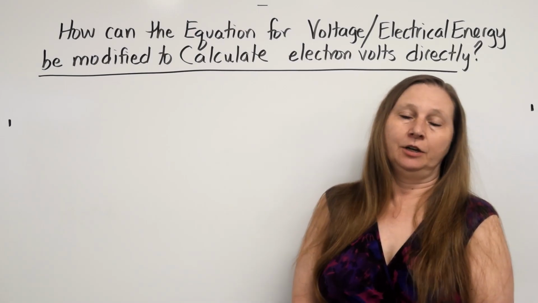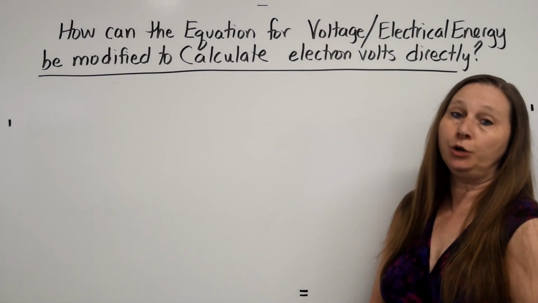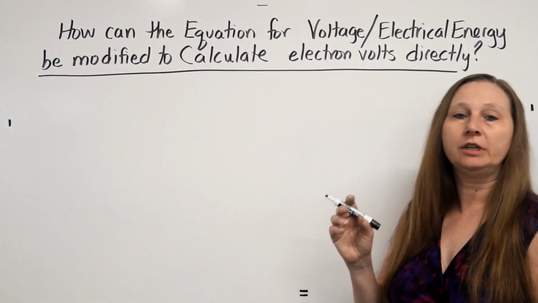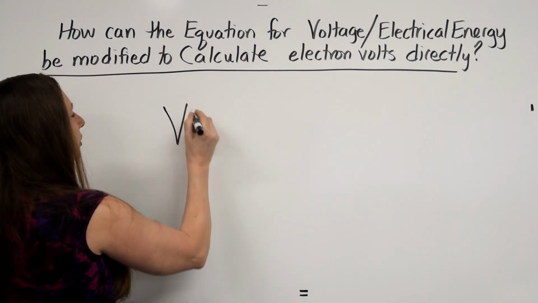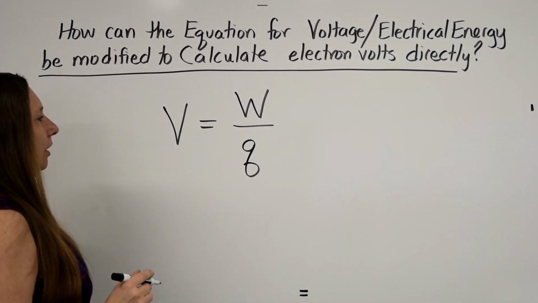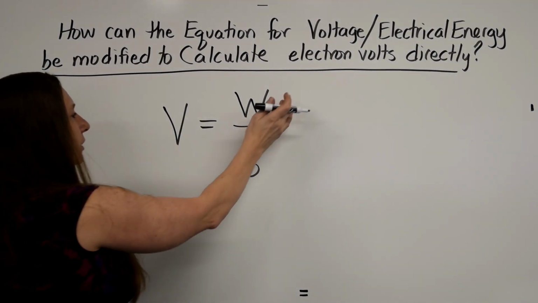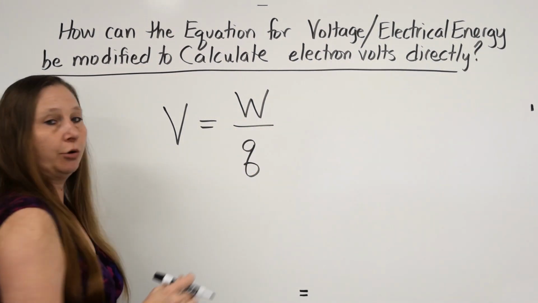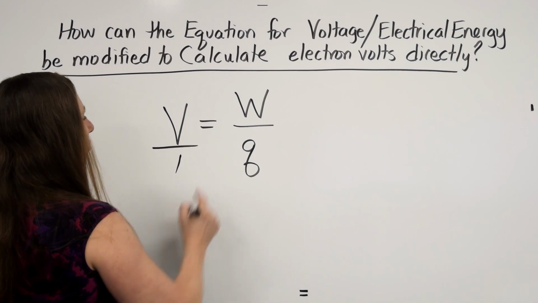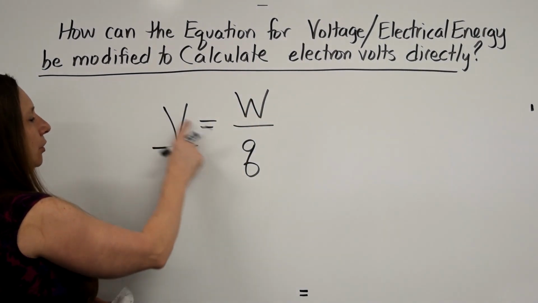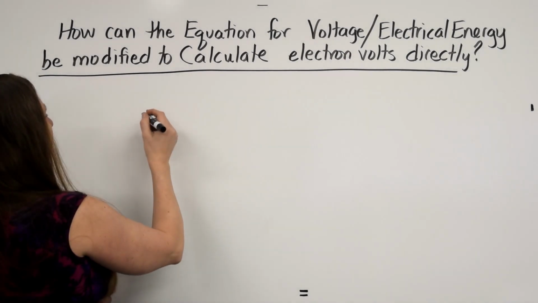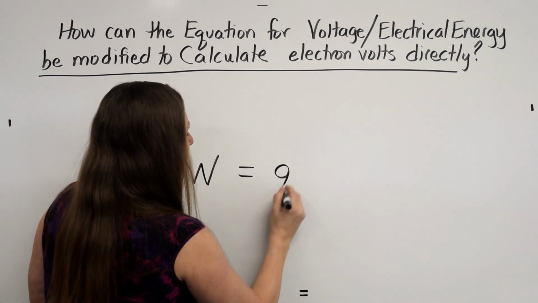Now, there's a wonderful little trick to modifying the voltage/electrical energy work equation to calculate electron volts directly. Let's start by writing down the equation for the definition of voltage. We know that voltage, or potential difference, is equal to work divided by charge. So that's the equation that defines voltage. It's the work per unit charge, or the amount of electrical energy per unit charge. Now, if you rearrange this equation to get the W by itself, put the V over 1, cross multiply, then we get W equals Q times V. So here's the same equation, rearranged to solve for W. W equals Q times V.